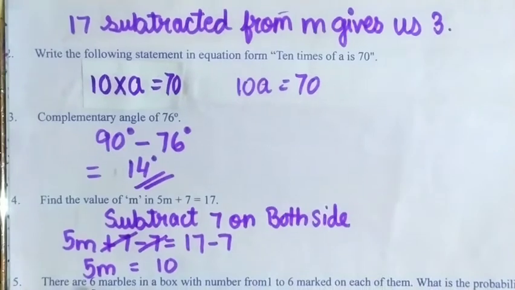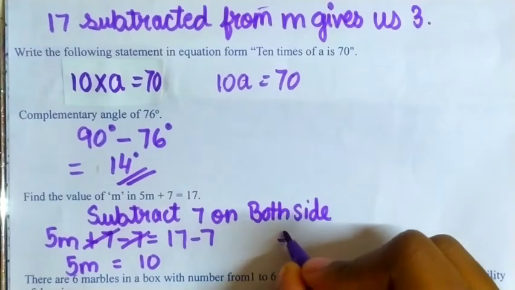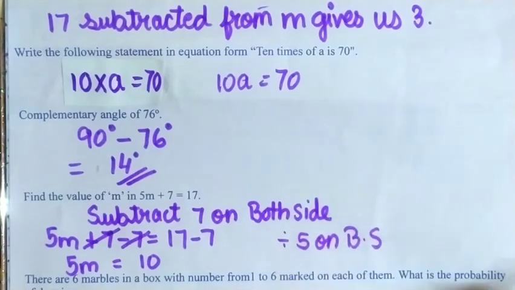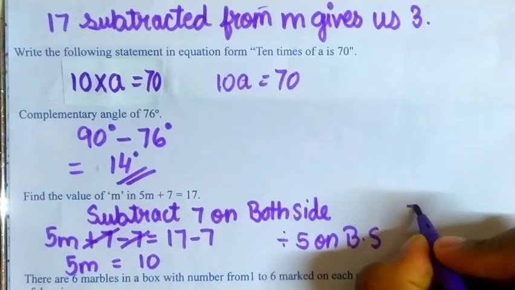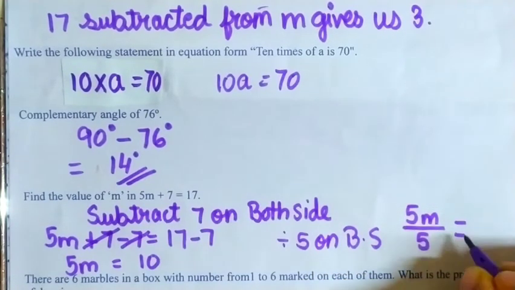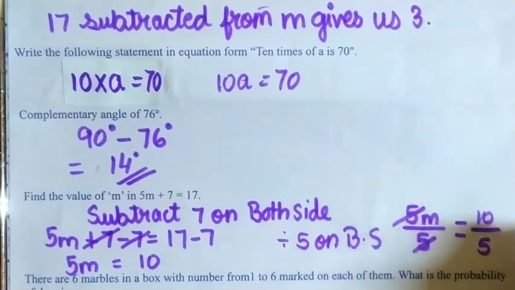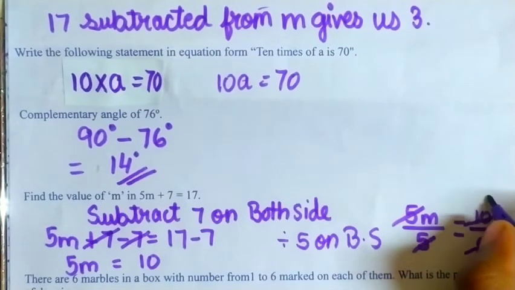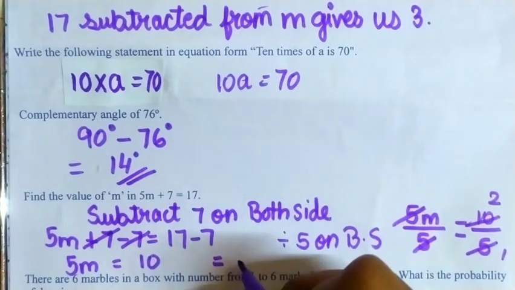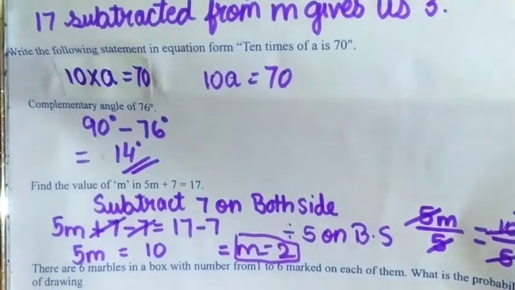Now we have to divide 5 on both sides. I'll write here. Divide 5 on both sides. So that is 5m by 5 equal to 10 by 5. 5 get cancelled. 5 ones are 5, 5 twos are 10. The answer is m equal to 2. So let's move to the fifth question.